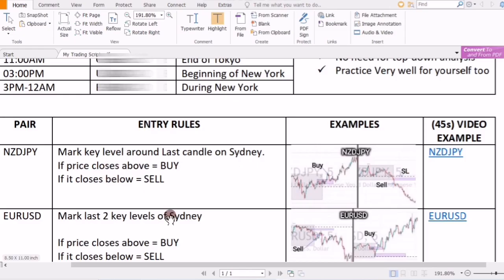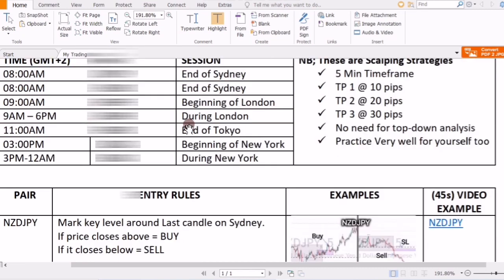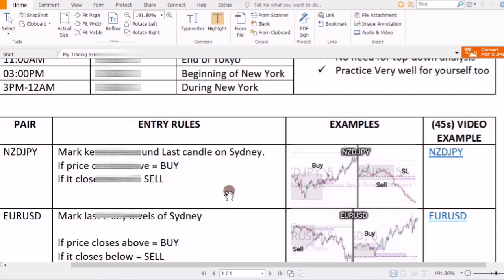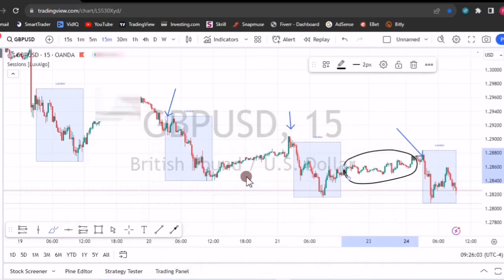Okay, for all the currency pairs that you have on this document, you have a short video to guide you on the entry rules. So let me just show you how to go about this NZDJPY. So the focus is on the end of the Sydney session. Let me just go there.